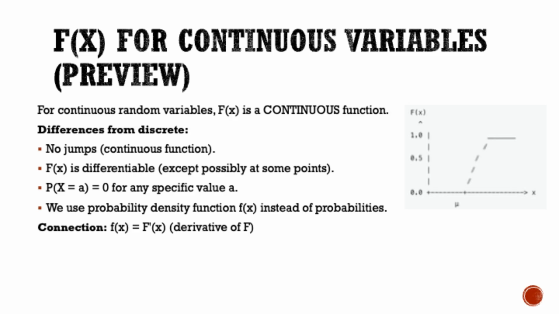First, for continuous variables, F(x) has no jumps. It's a continuous function everywhere. Second, F(x) is differentiable except possibly at some points. This differentiability is what allows us to define the probability density function.